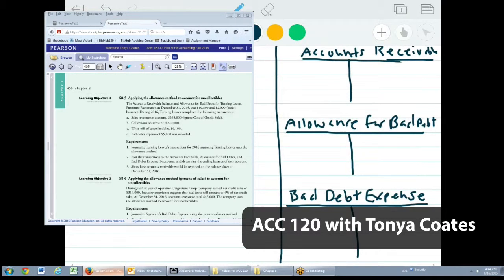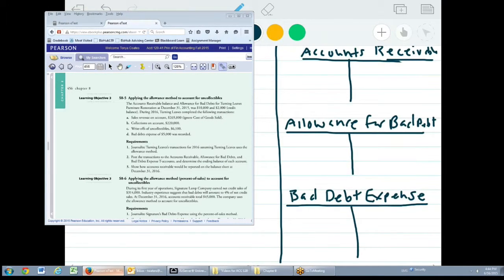In this video, we will go over an exercise in Chapter 8. It's short exercise 5, or S8-5, and we're going to look at the journal entries for using the allowance method to account for uncollectibles. So let's look at this exercise and read the requirements. First of all, in the first paragraph, it gives us the beginning balance of accounts receivable and the allowance for bad debt. So let's go ahead and enter those balances.